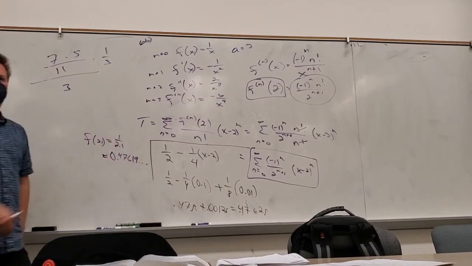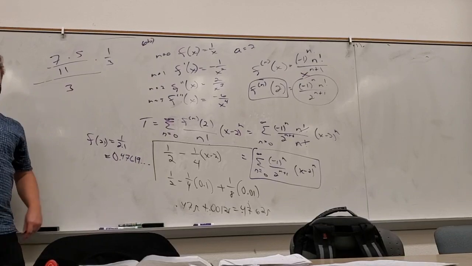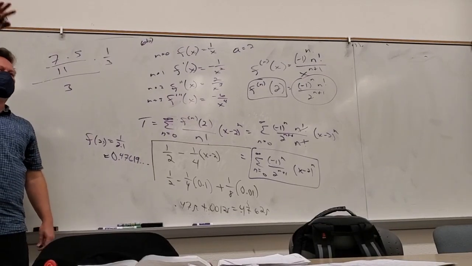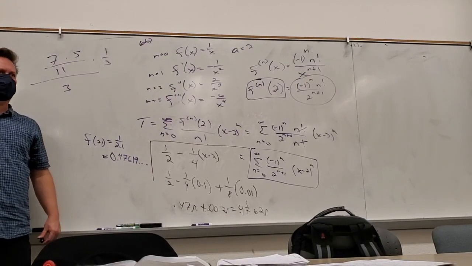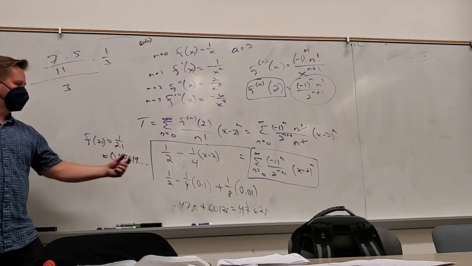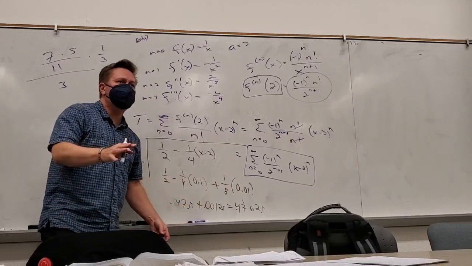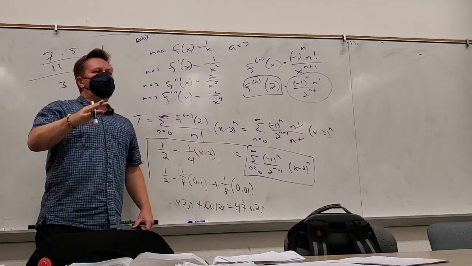It's getting really, really close, right? So if I do one more, you'll at least have it in three places, right? If you have a problem that says four places, three places, whatever, this is how you do it. You just do the first two terms, see what you got, do the next term, see how much it changes. It should feel a lot like Newton's method.